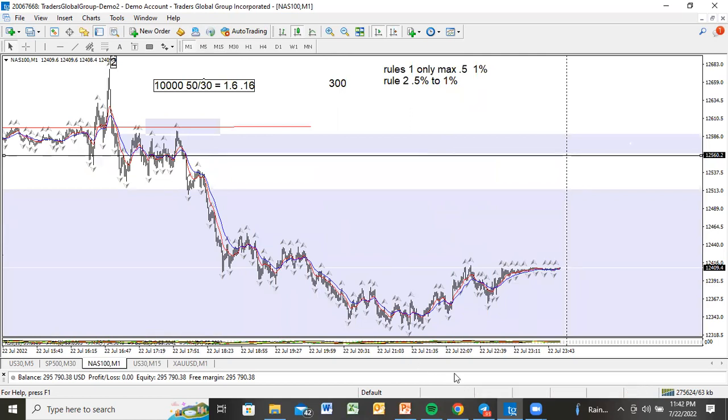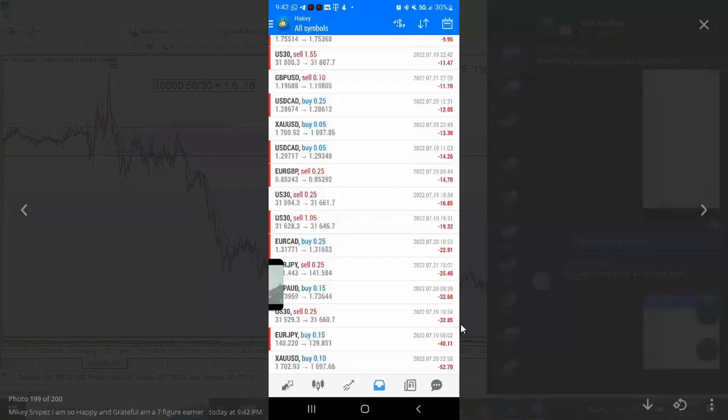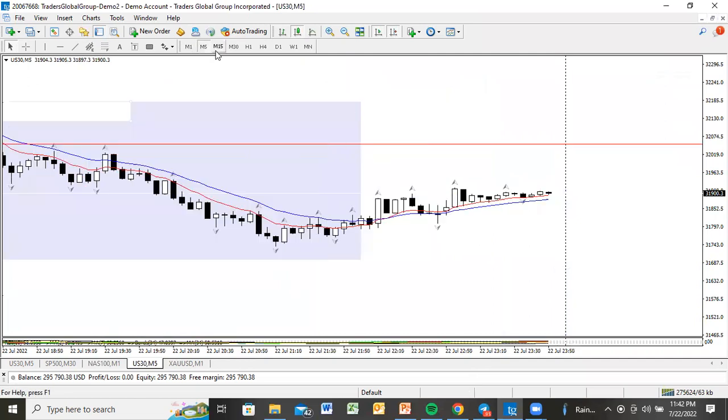You don't want to risk $50 or more. You want to keep those losses small, 0.5% or less. I'm doing big risk on some of them, but small loss. Big risk, small loss, that's cool, we can live with that. So let's go back to US 30 and look at this real quick.